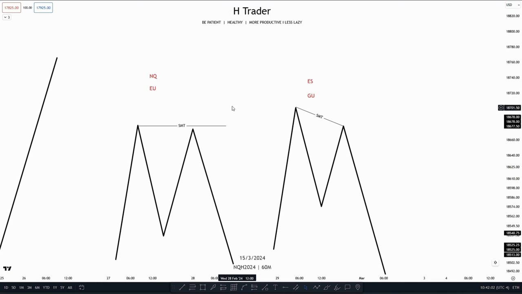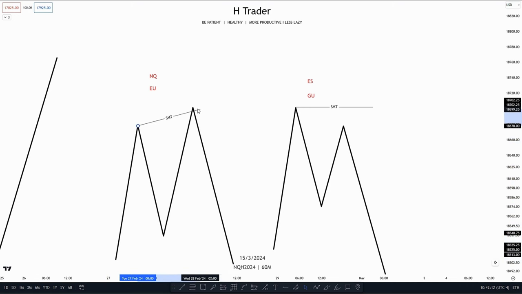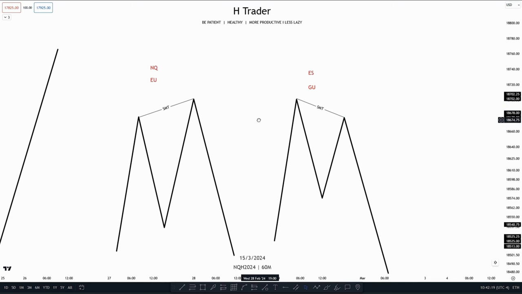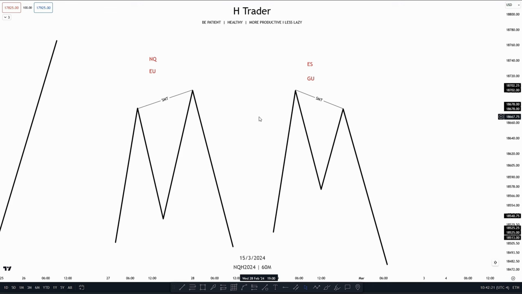So if price fails to take out a high on one of the pairs, then it should also fail to take out the high on the other pair. But if one of the pairs takes out that high and the other pair fails to take out a high, it creates an SMT. And when price creates an SMT, it leads to a reversal.